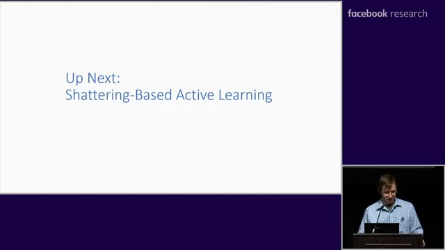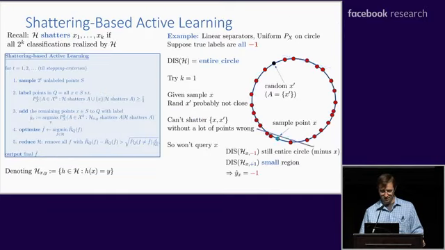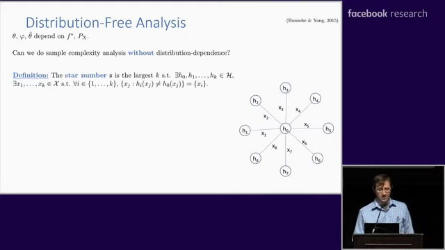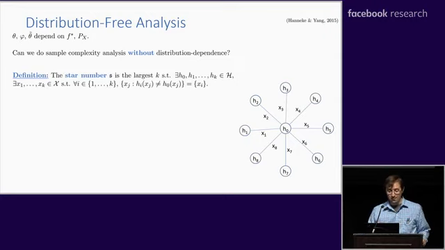For the sake of time, I'm going to skip over the next part and get into the next topic: distribution-free analysis. Everything that we've talked about with the disagreement coefficient, the complexity measure for the subregion, and the thing that I skipped over, shattering-based active learning, these are distribution-dependent quantifications. If you remember, for the linear separators, we were talking about uniform distributions and things like that. You could ask, can we do a sample complexity analysis without a distribution dependence? And we can.